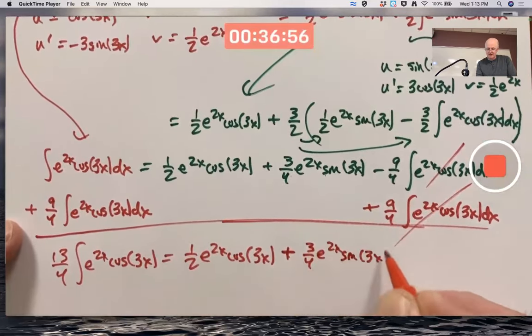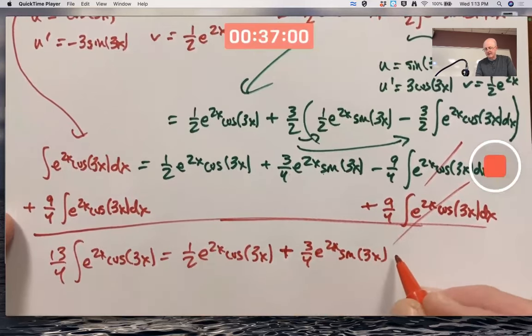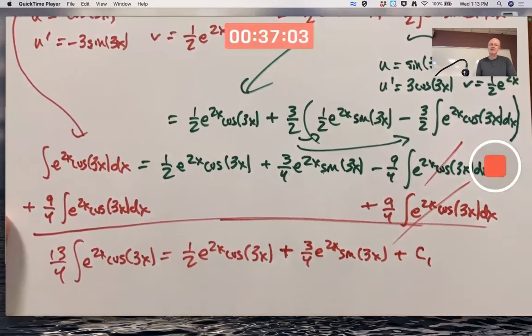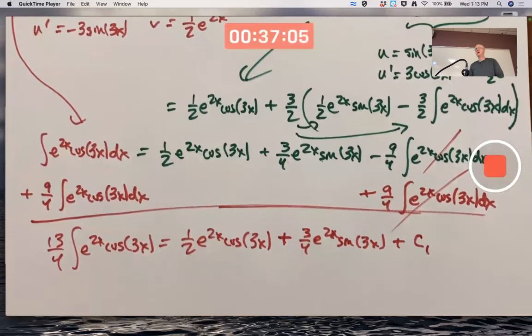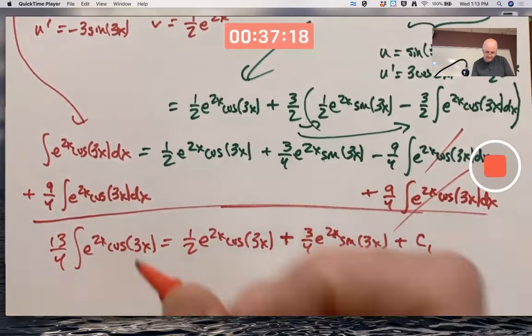Should I put a plus c here yet? I mean, you can. Maybe I'll call it C1, because then the C at the final end will be 4/13 times C1. It's not a big deal. Question? What did I forget? Thank you.